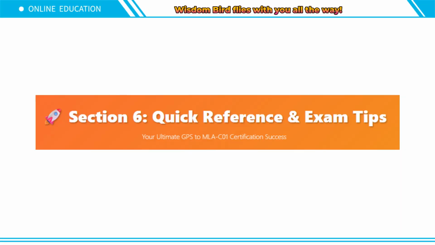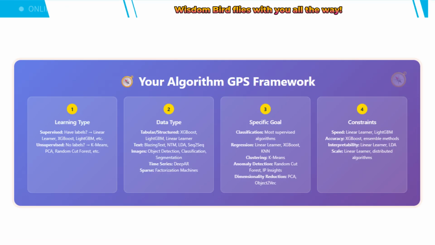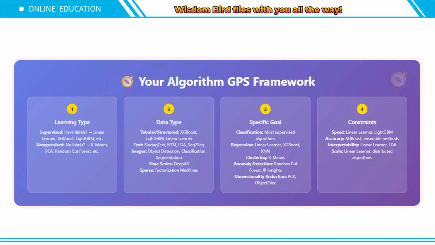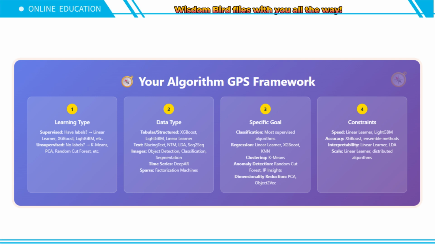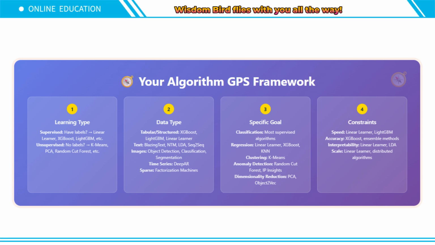Section 6: quick reference and exam tips. Algorithm decision tree. Let me give you a mental framework. Think of it as your algorithm GPS. Step 1: what's your learning type? Supervised, have labels: linear learner, XGBoost, LightGBM, etc. Unsupervised, no labels: K-means, PCA, random cut forest, etc.